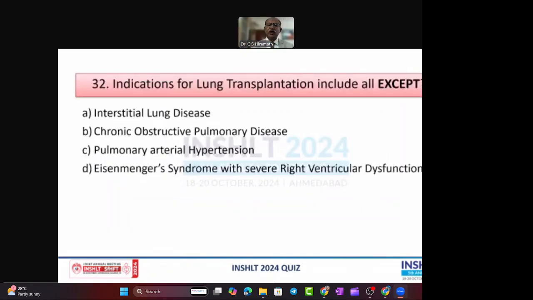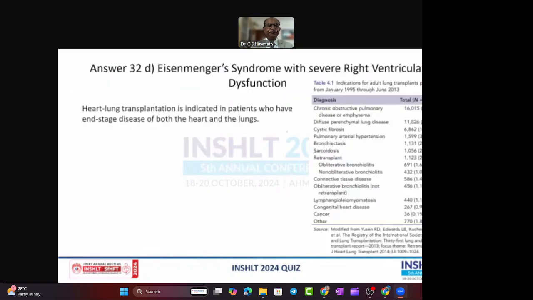Indications for lung transplantation include all except. Can you show the answer, please? Your answer is Eisenmenger syndrome with severe right ventricular dysfunction, because in Eisenmenger with severe RV dysfunction, obviously we have to go for a heart and lung transplant. Just transplanting the lungs will not fix the right ventricular dysfunction. Up to moderate RV dysfunction we can accept: when we do a double lung transplant, most of the time pulmonary vascular resistance falls and the RV will improve. But if it's severe right ventricular dysfunction, just doing the double lung transplant will not help, and we have to do heart and lung transplant both. So the answer is D. Next slide, please.